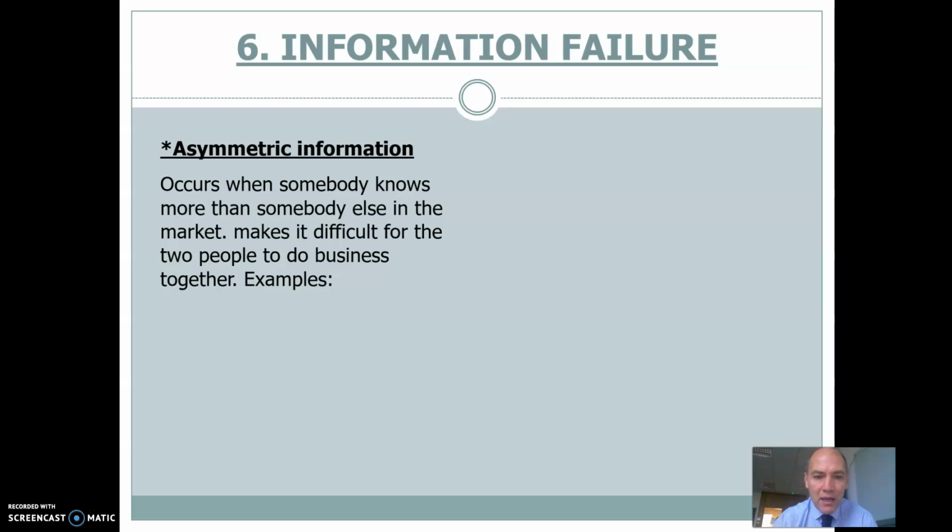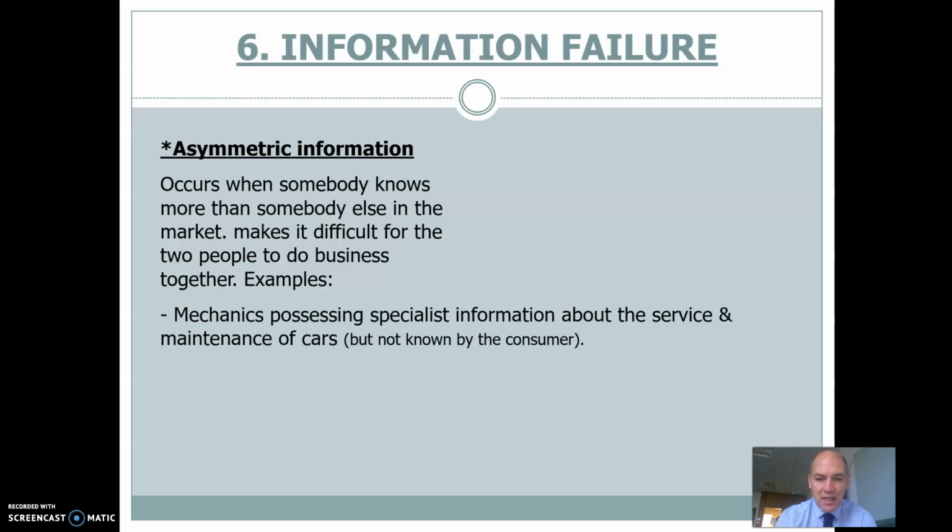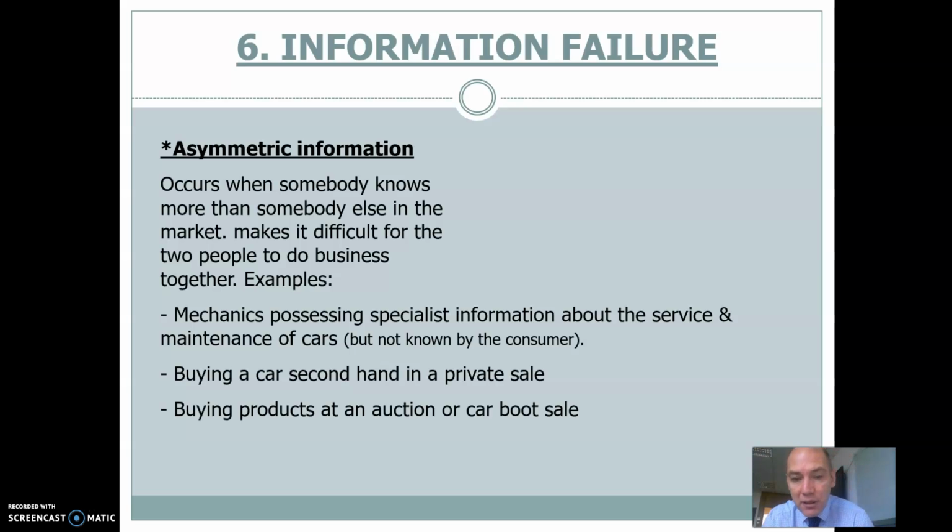So when either the buyer or the seller knows more than the other person, this makes it difficult for two people to do business together. For example, if mechanics possess specialist information about the service and maintenance of cars, but consumers don't, then whatever the mechanic says, you're really going to have to trust them or a different mechanic. If you buy a second-hand car in a private sale, again, the owner knows more than the buyer.